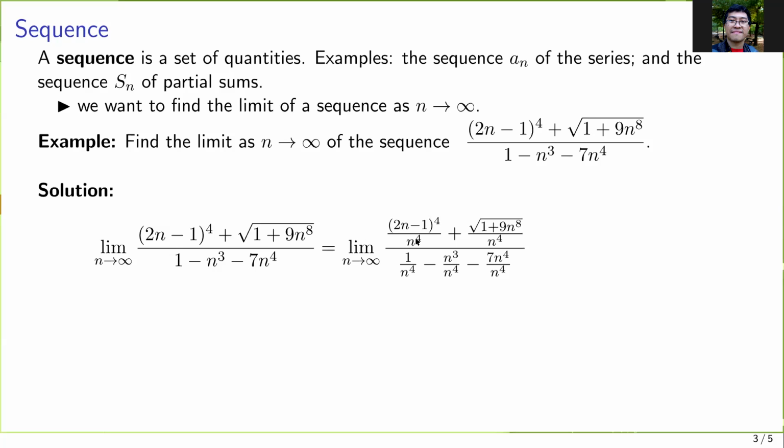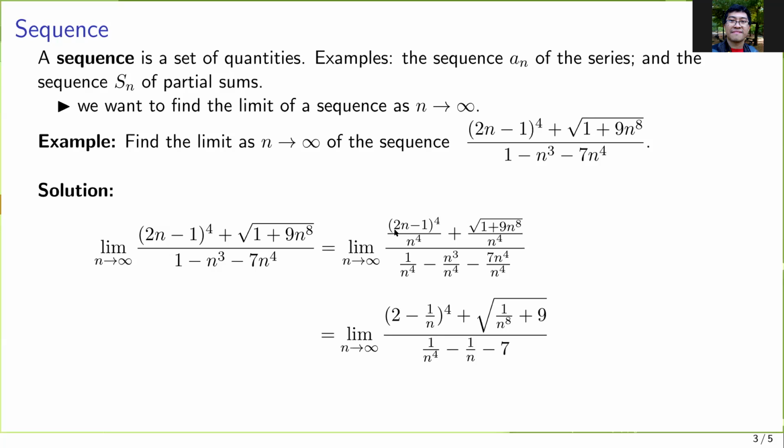So one way is to divide the numerator and the denominator by n to the power of 4. So here we put n to the power of 4, n to the power of 4. Each term in the denominator, divide them by n to the power of 4. So n4, n4, and n4. Okay, so here in the numerator, we place n to the power of 4 inside the parentheses.